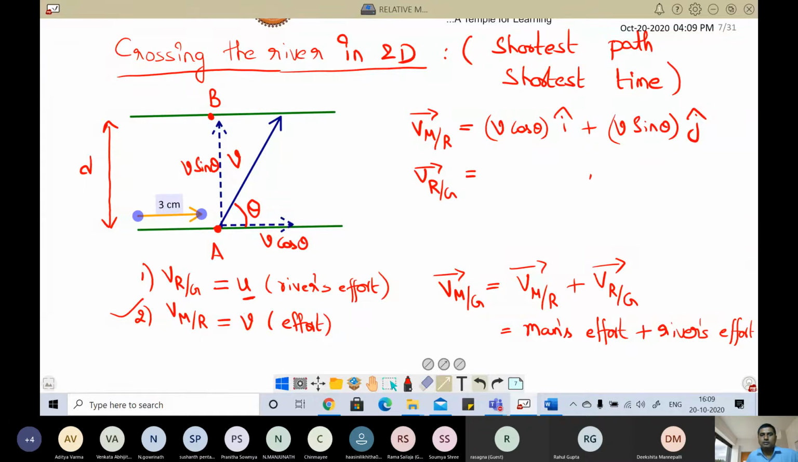This is called the velocity of river. This is the velocity of river with respect to ground, which is equal to u times i cap. Okay, so now we have this vector here, and this vector here.